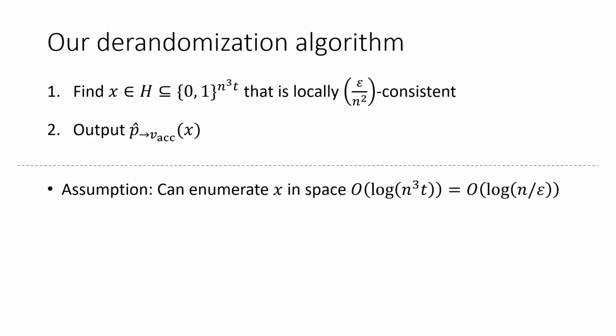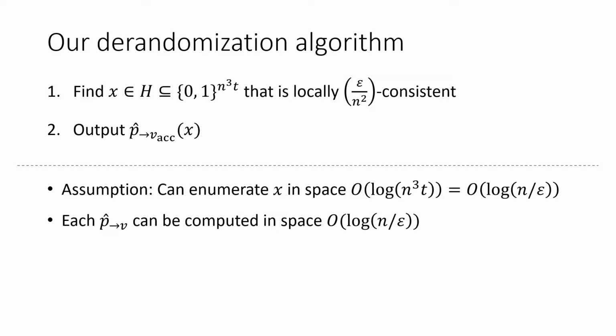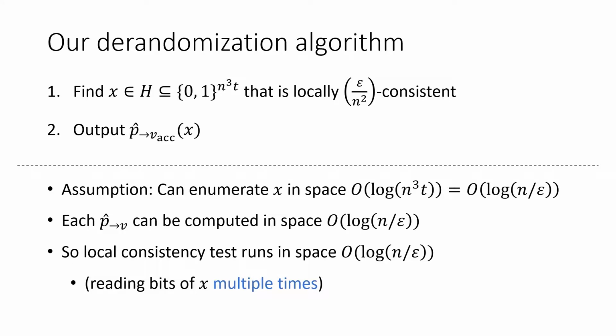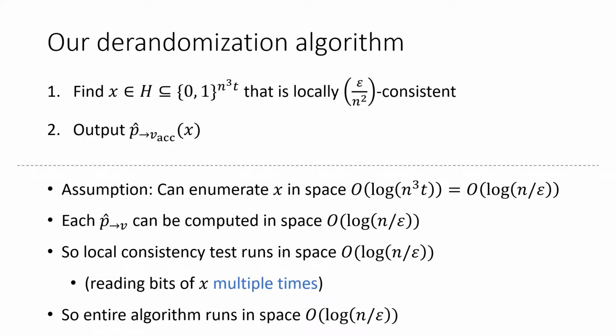So let's quickly analyze the efficiency of this algorithm. Remember, we're assuming that h can be enumerated in log space. Furthermore, for each string x, each estimated probability of visiting a vertex can be computed in log space just by feeding the sample inputs into the branching program one by one and seeing what happens. Therefore, the local consistency test can be computed in log space. Note that doing so requires reading the bits of x multiple times, but that's okay, we can recompute the bits of x whenever we need them. So anyway, that shows that the whole derandomization algorithm runs in log space. So now I just need to convince you that the algorithm is correct.